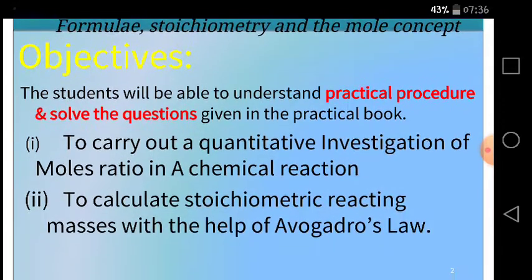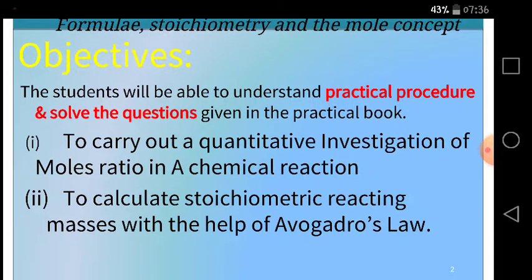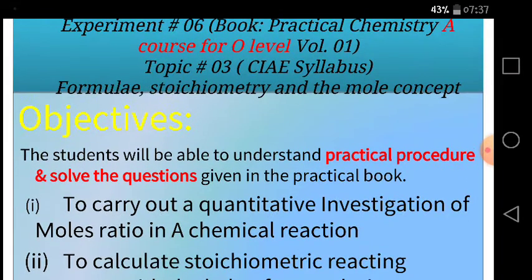Dear students, our objectives are as follows. We will be able to understand the practical procedure and solve the questions given in the practical book or in your practical journal. We are going to carry out a quantitative investigation of mole ratios in a chemical reaction, and secondly we will focus on how to calculate stoichiometric reacting masses with the help of Avogadro's law. So these are our two objectives for today's session.